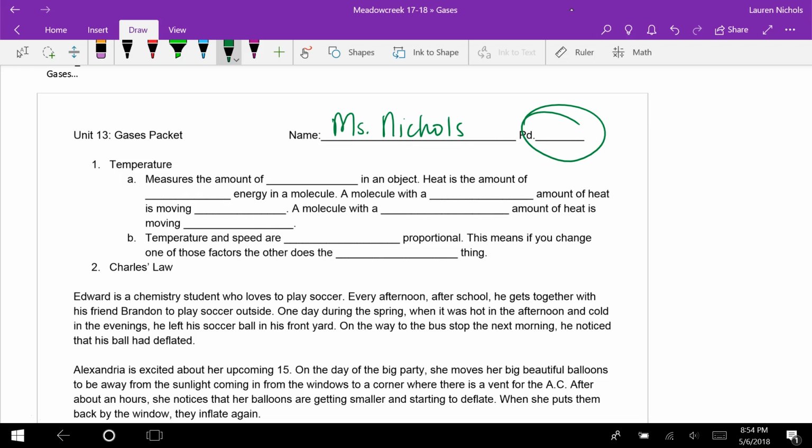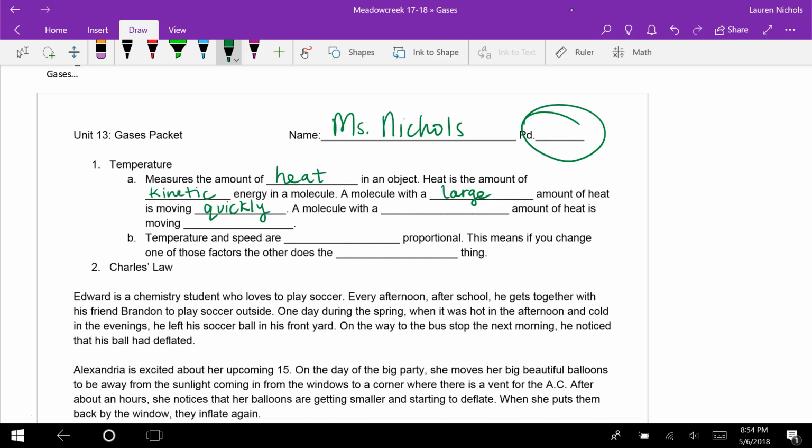So the first thing we want to do is just review again about temperature. Remember that temperature measures the amount of heat that's in an object, and heat is the amount of kinetic energy in a molecule, right? In our last unit, we talked about how molecules have two types: kinetic energy, talking about movement, and potential energy, which is stored in the bonds. And a molecule with a large amount of heat is going to be moving quickly.